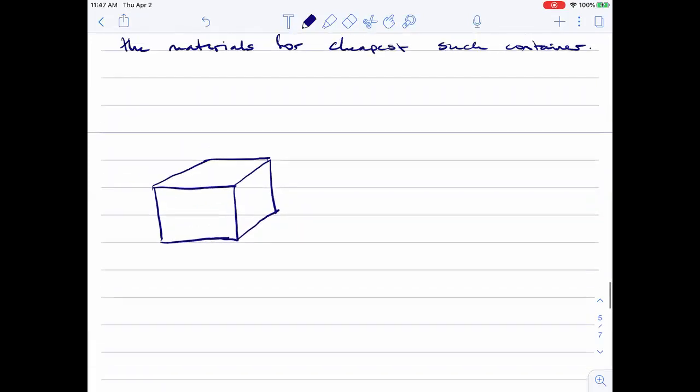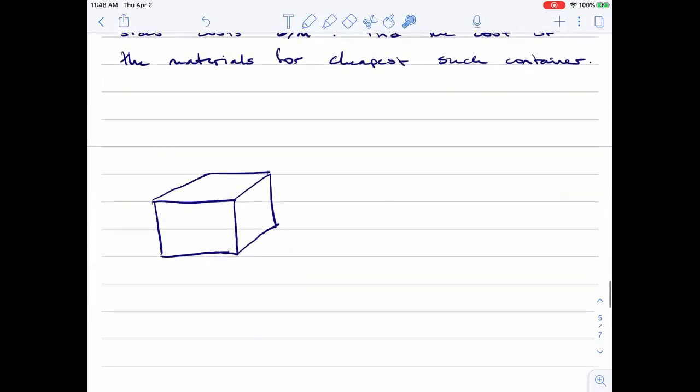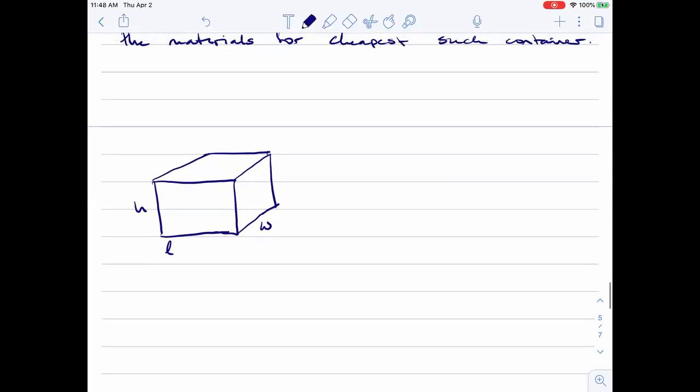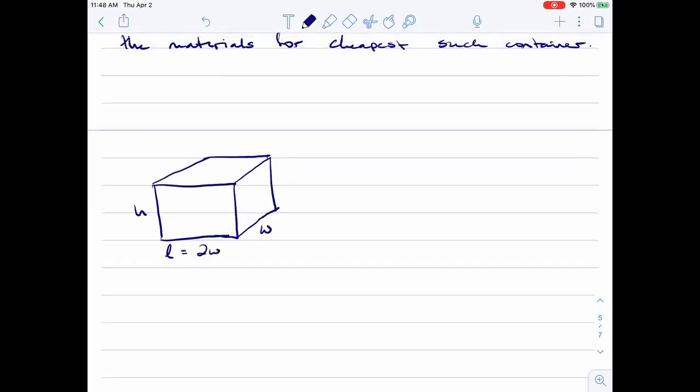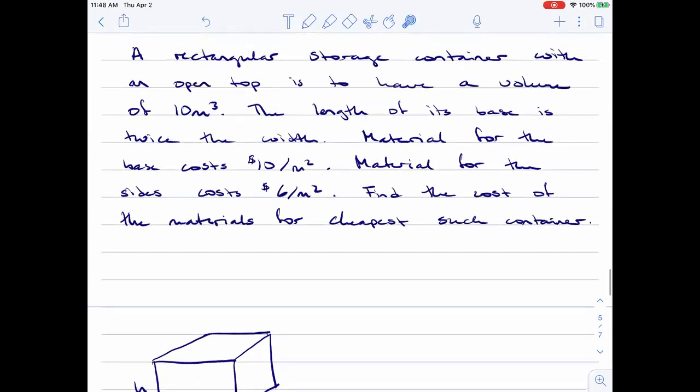So here is my rectangular storage container, right? I've got a rectangular storage container with an open top, and it has to have a volume of 10 meters cubed. The length of its base is twice the width, right? If we start out and say this is the length and this is the width and this is the height, well, the length, what we're told, is that it must be 2 times the width, right? So we can make that replacement right away.